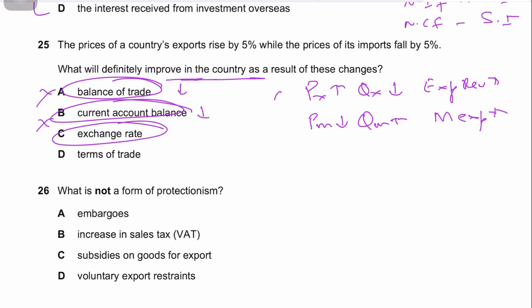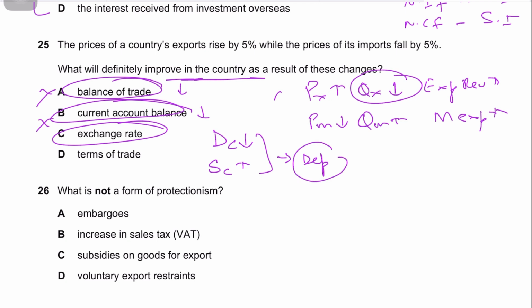As far as the exchange rate is concerned, if your exports go down, then demand for the currency will fall, and if your imports go up, then supply of the currency will rise, which will actually depreciate or decrease the value of the exchange rate, and definitely that will not improve the exchange rate. It will actually worsen the currency's external value. So the correct answer is D.